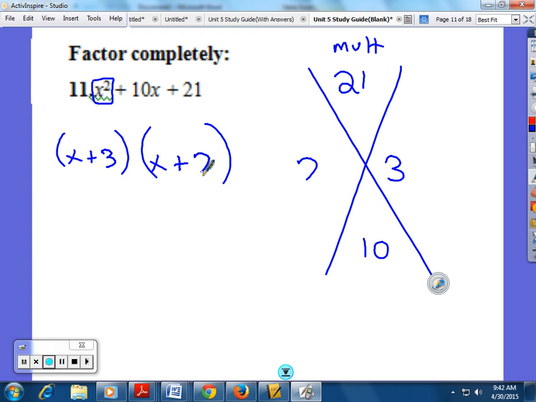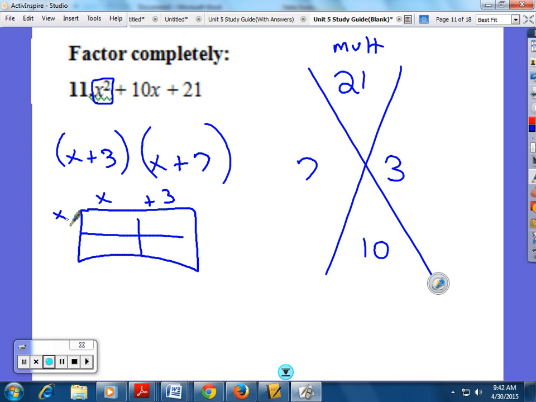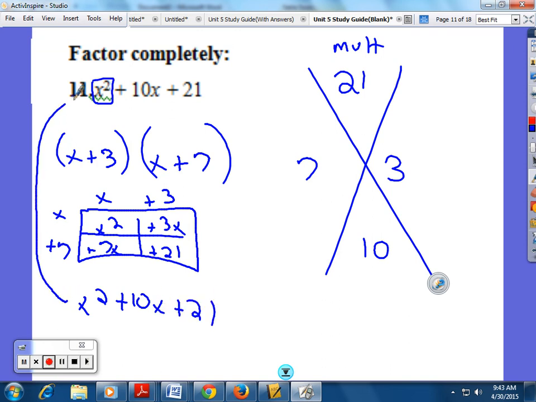Okay, now how do I make sure this is right? Multiply it out using FOIL or box, and if I get my original problem, I know I did it right. So I get x squared, 7x plus 3x is 10x, and then 21. So that was my original problem, so I know my answer right here is correct.